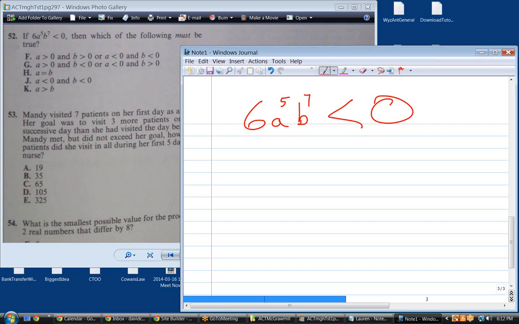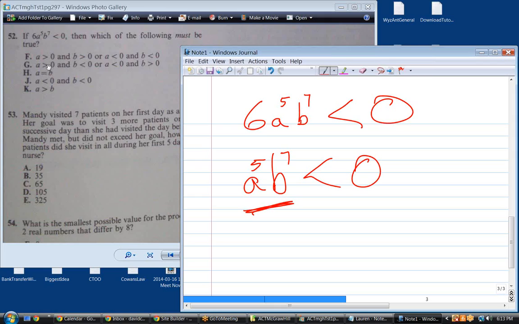So for this to be less than 0, what has to be true? That 6a squared A to the 5th times b to the 7th has to be less than 0, because 6 is positive. Okay? So this is the main consideration right there. Well, let's go through some of these scenarios.